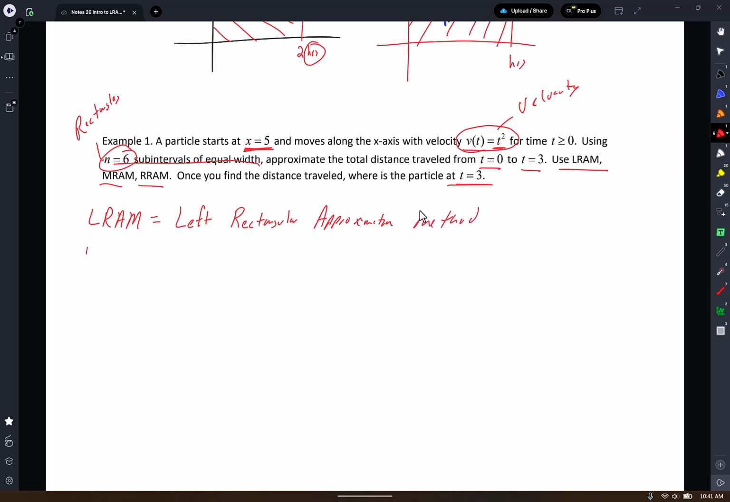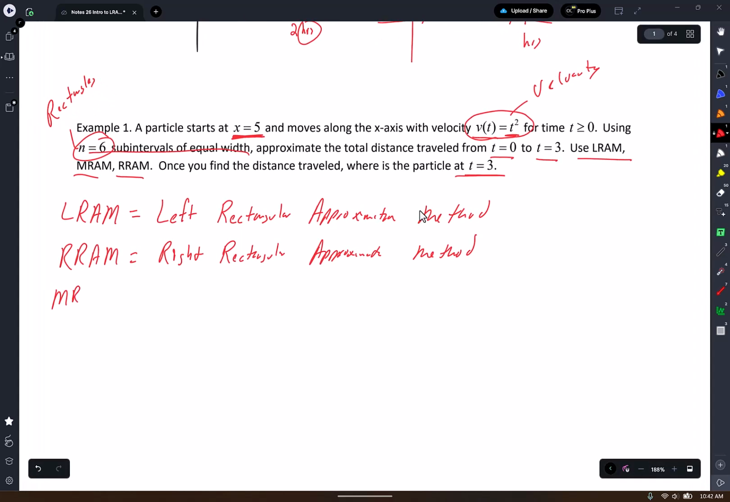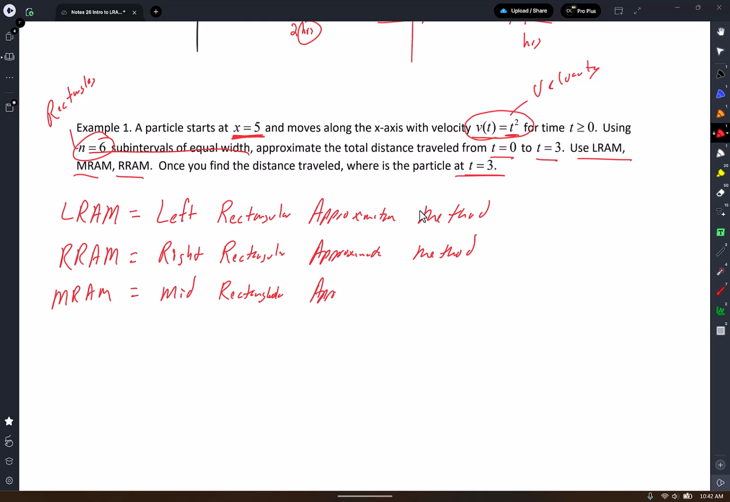What do you think MRAM stands for? Oh yeah, I couldn't tell which one I wanted to do, the M or the R, but RRAM stands for Right Rectangular Approximation Method. And then what do you think the M stands for? Yeah, middle or mid. Mid rectangular approximation method.